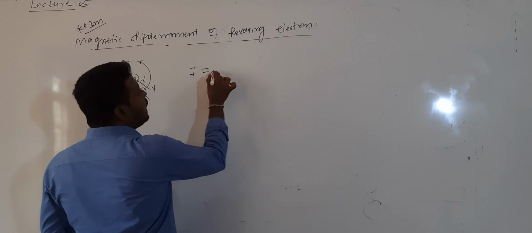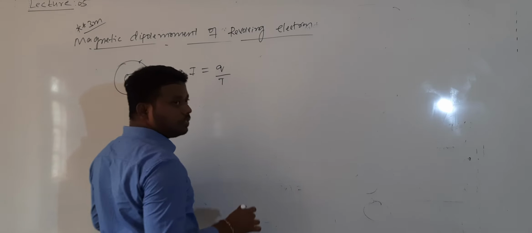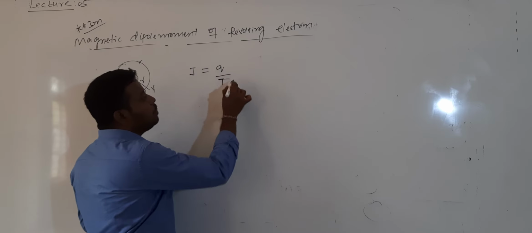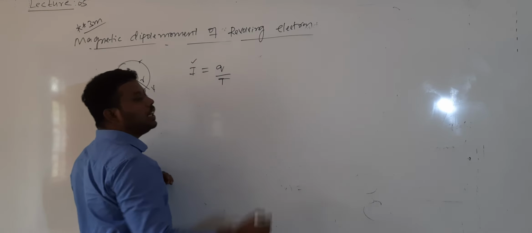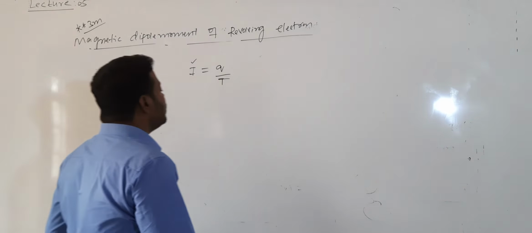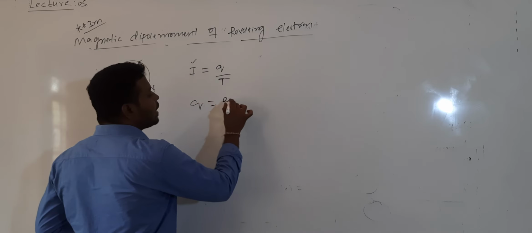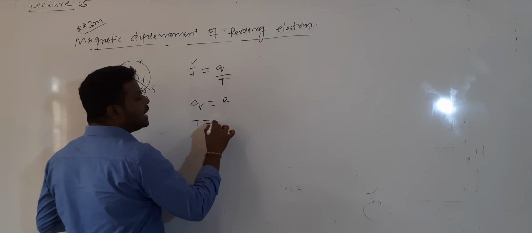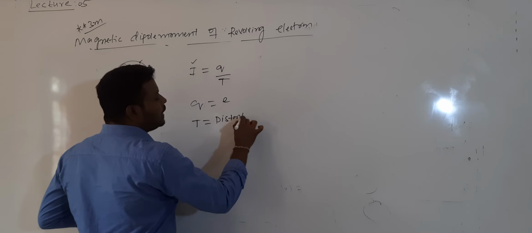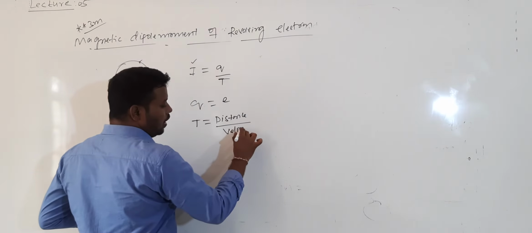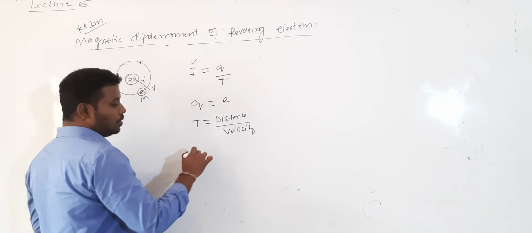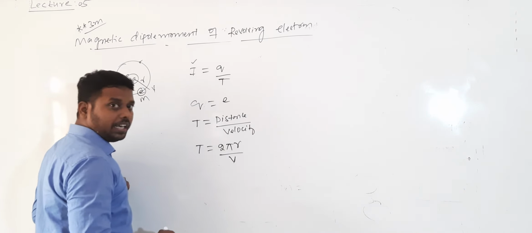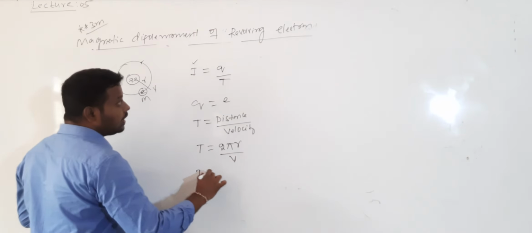Now, how much current is produced? Current is equal to charge by time. The time taken by the electron to complete one rotation, I call it capital T. By the definition of current, the rate of flow of charge, I = Q/T. Here Q is equal to e; we want only magnitude, not polarity. T, the time period, is the distance traveled divided by velocity. Velocity is equal to distance by time, so T is equal to distance by v. For one rotation, the distance traveled is 2πr and the velocity is v.